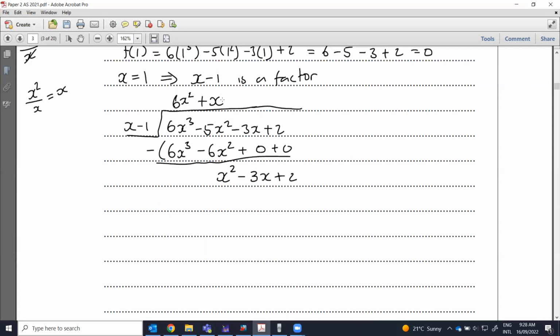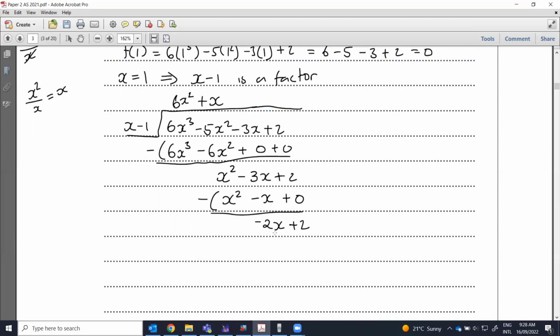And then as soon as I write something up, I must multiply it by these two terms here. So I say x times x, this is x squared. And then minus 1 times x, this is minus x. Then I must subtract. X squared minus x squared, that is 0, so I don't need to write a 0. Negative 3x minus negative x, this is negative 2x. And then 2 minus 0, so remember there's a 0 here. 2 minus 0, this is just positive 2.